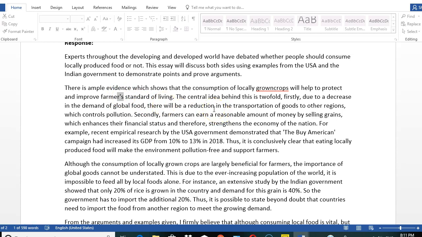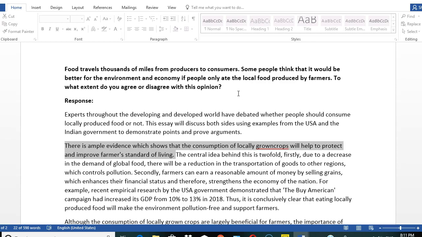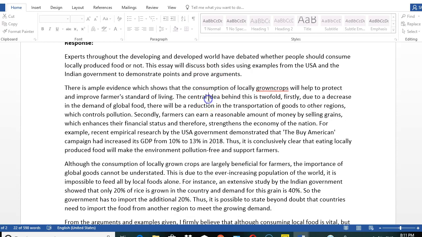Okay, so what's your main idea in this paragraph? According to your first sentence, it is that consumption of locally grown cultures will increase the standard of living of the farmers. Is this only about the people and the way they live? I'm just wondering. Let's see. The central idea behind this is twofold. Firstly, due to a decrease in the demand of global food, there will be a reduction in the transportation of goods to other regions, which controls pollution.